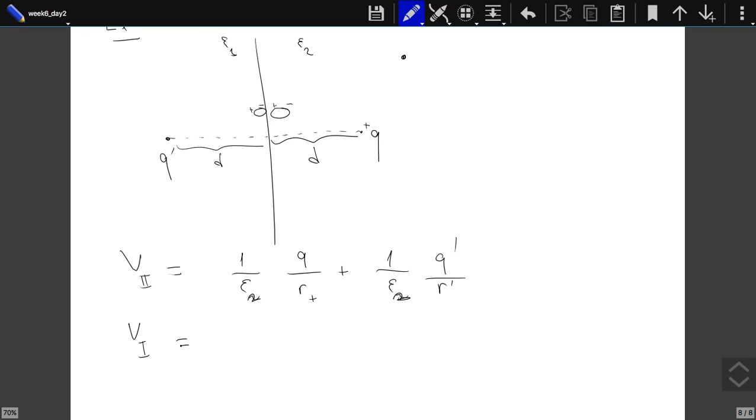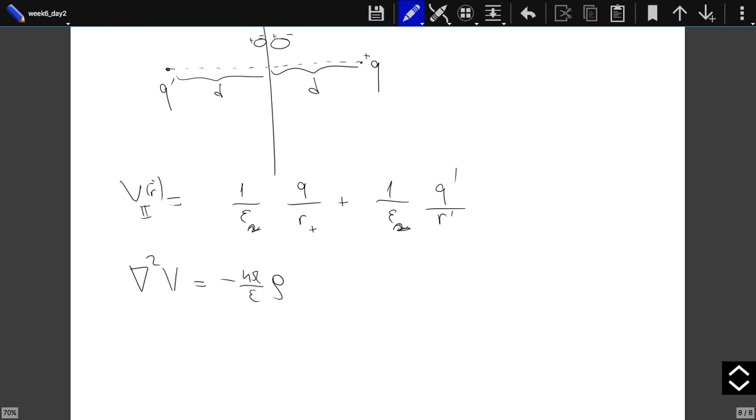V1. Well, let's test it a bit. So what do we know in region 2? First of all, it should satisfy this equation, the Laplacian of V, in a region where epsilon is homogeneous, that's a constant, should be equal to minus 4 pi over epsilon rho. This should be satisfied.